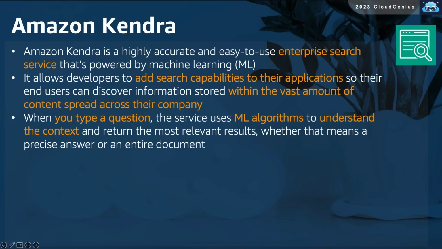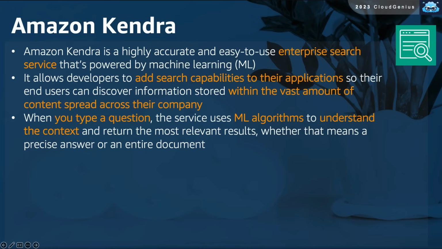For example, an organization's knowledge base can be indexed by Amazon Kendra, allowing employees to search for information using natural language queries. A customer support portal can utilize Kendra to provide instant and accurate responses to customer queries, improving the overall user experience.